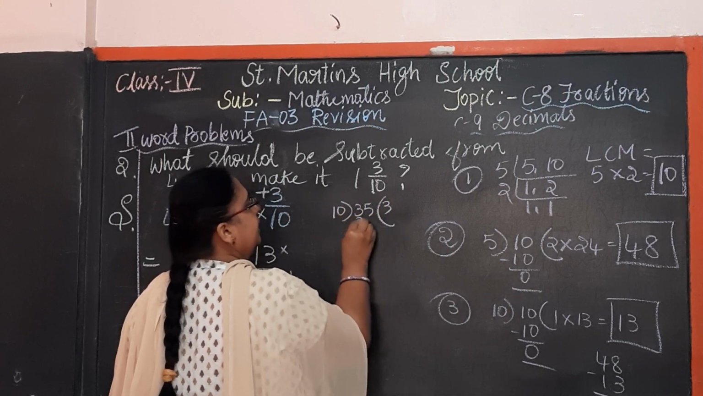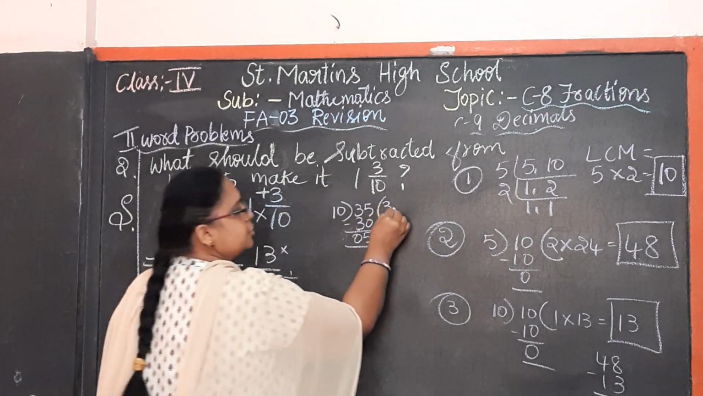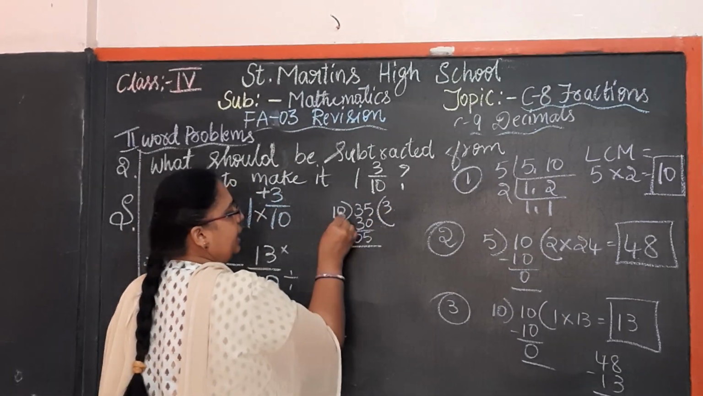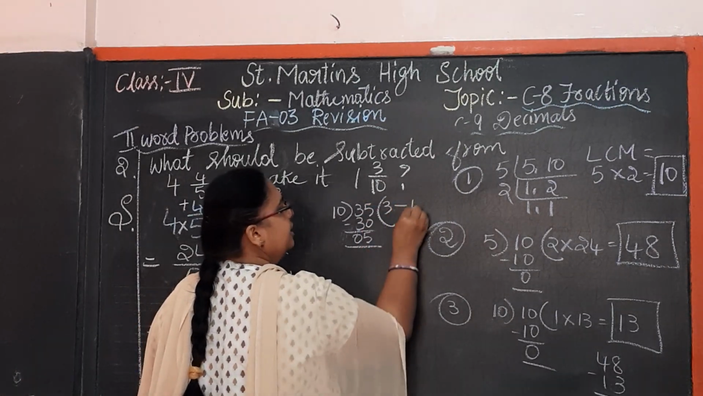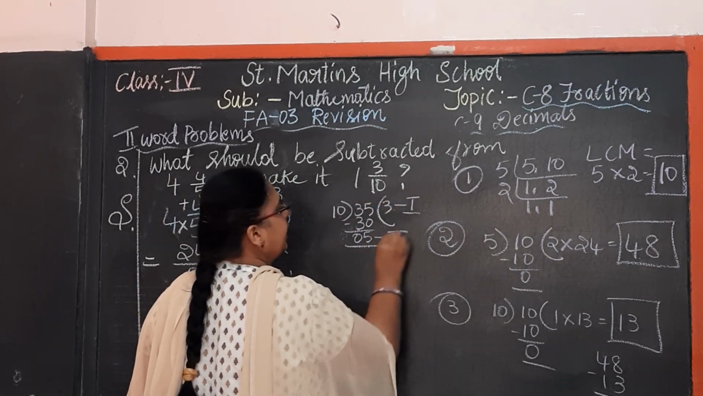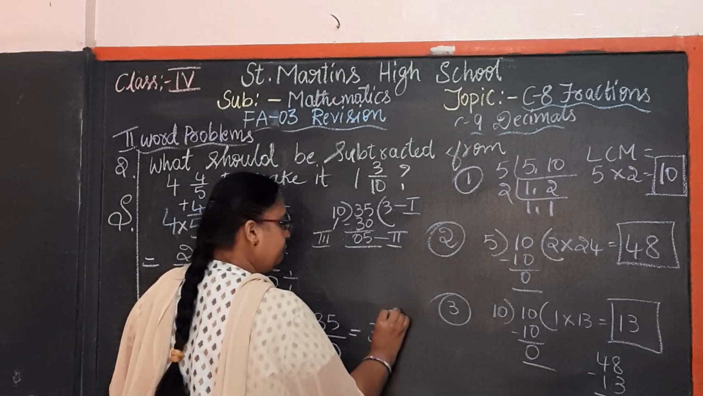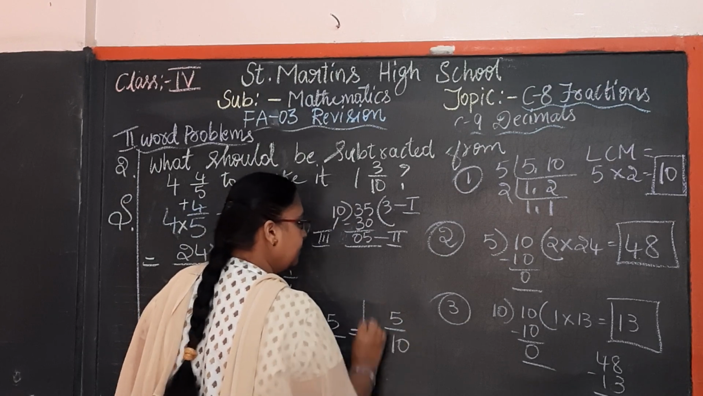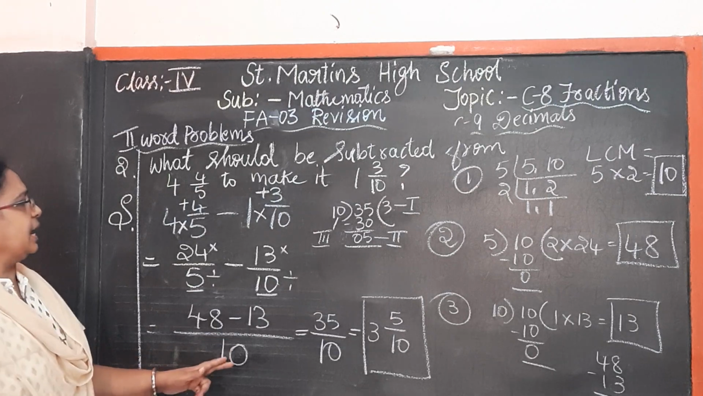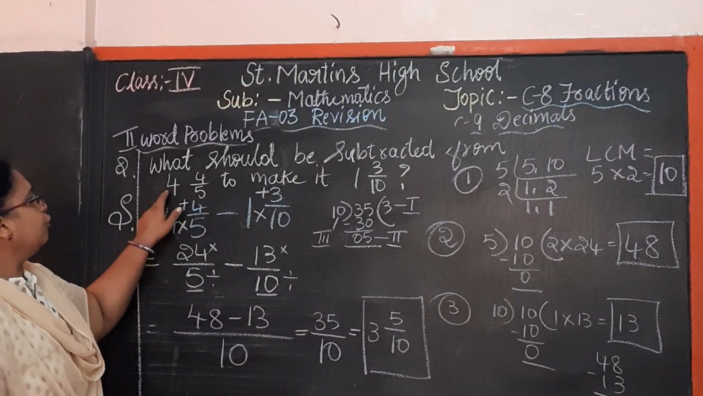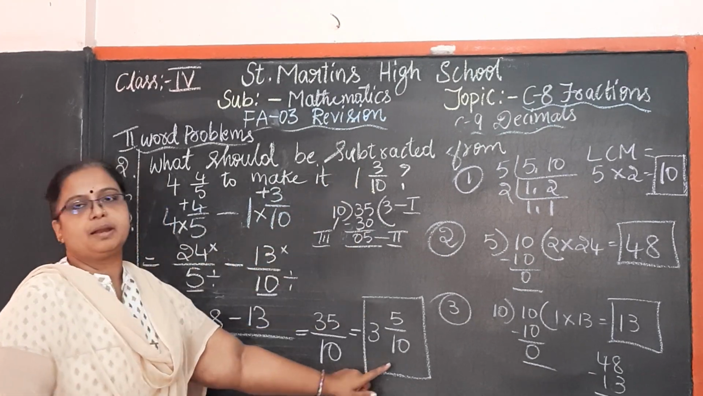10 3s are 30. We got the remainder 5. The quotient is 3. The remainder is 5. And the divisor is 10. So, first what should we write? First 3, second 5 and the third 10. Let us write here 3, 5 by 10. This is the answer we got. When we subtract 1 3 by 10 from 4 by 5, we get 3 5 by 10.